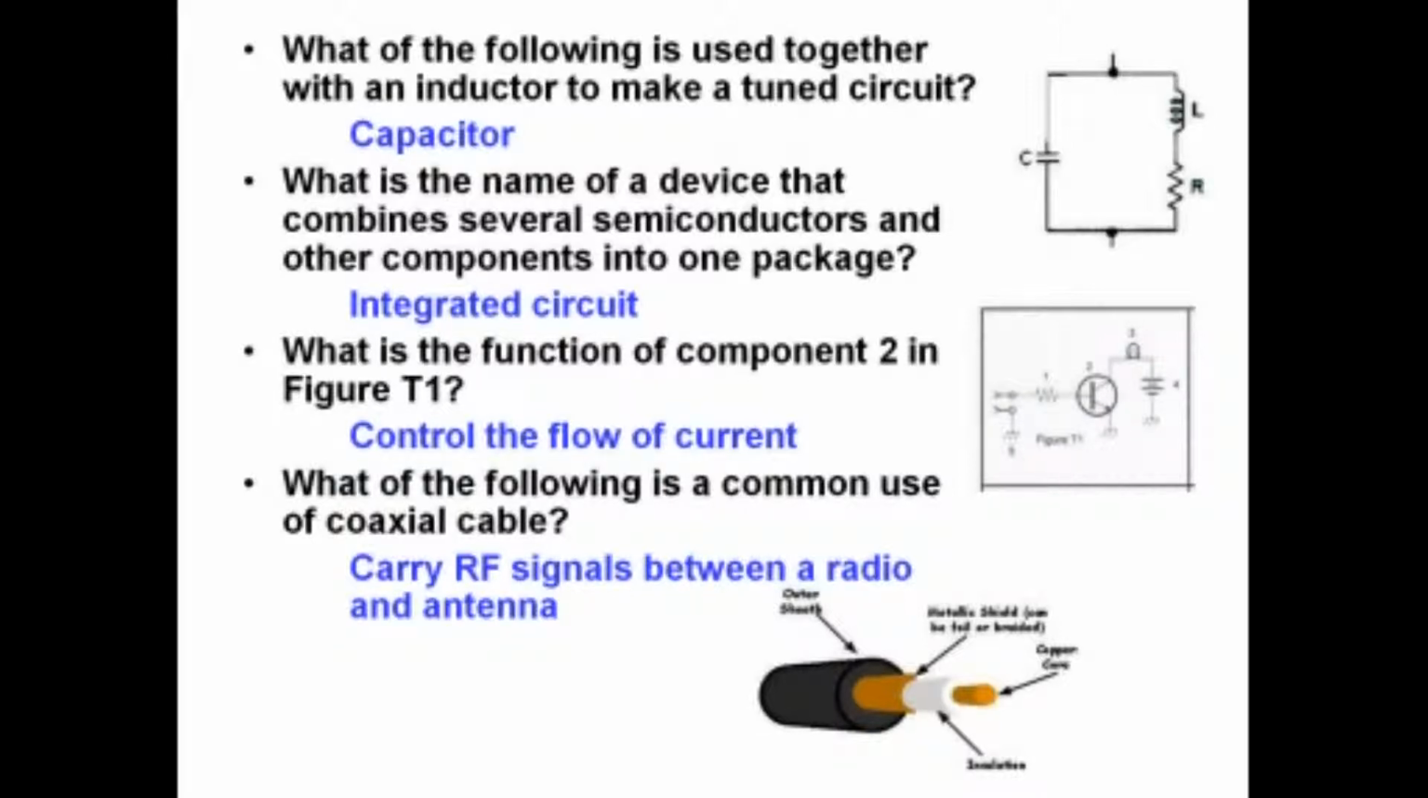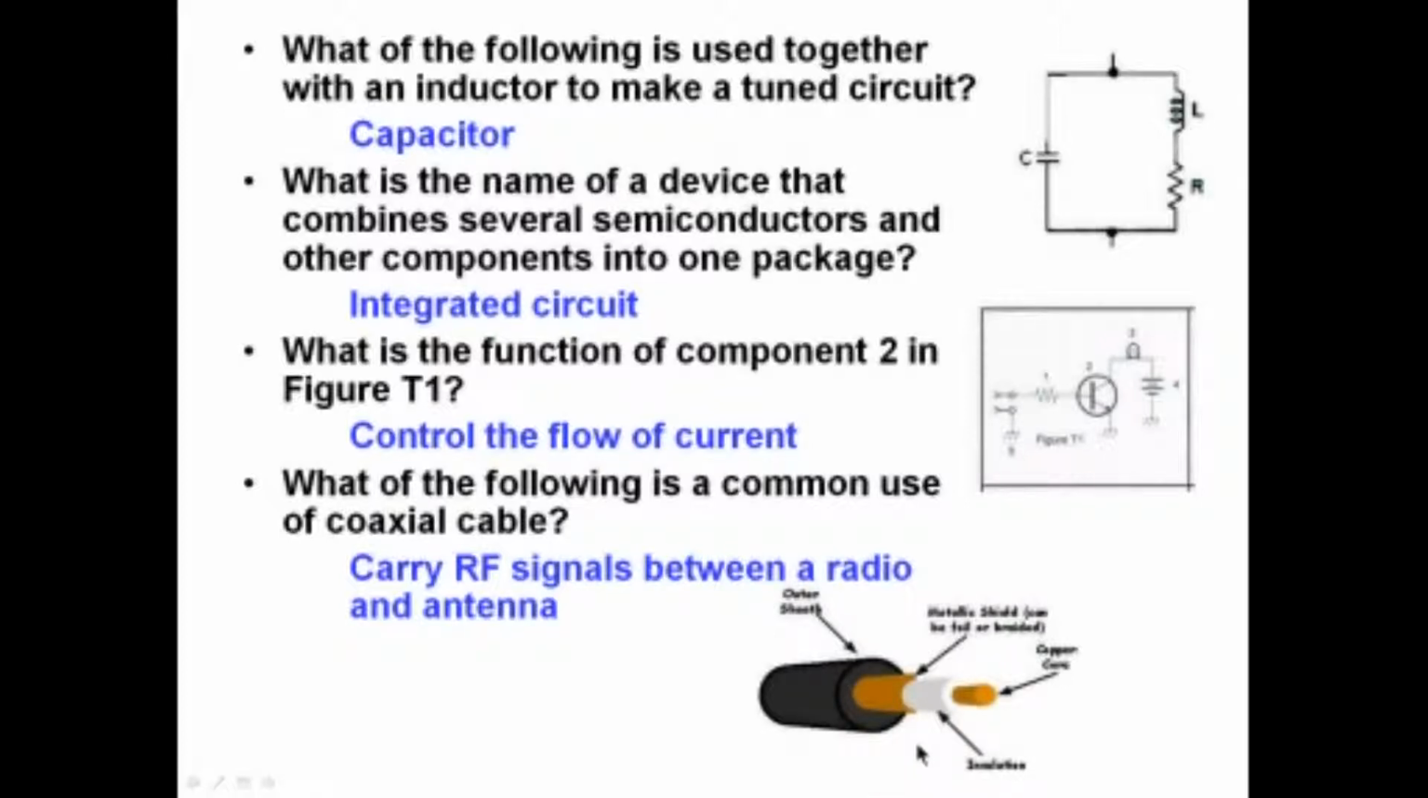What of the following is a common use for coaxial cable? To carry radio frequency signals between a radio and an antenna. And your coaxial cable is constructed somewhat like this. It's a wire that's down the center here. There is an insulator, and then there is a shield around the insulator, and then there's an outer sheath to protect the whole thing. Okay?